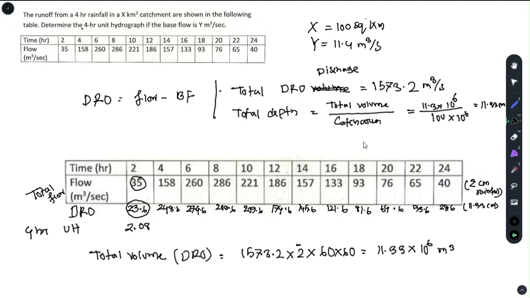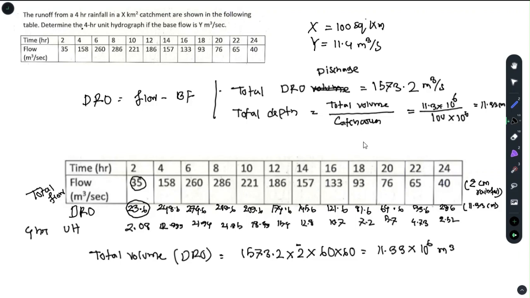2.02. Then you get a value of 12.939. Then 21.94. Then 21.85. Then 18.49. Then, let's say, 15.4, 12.8, 10.7, then 7.2, then 5.7, then 4.7, 3.73, then 2.5. So this is the 4-hour unit hydrograph.